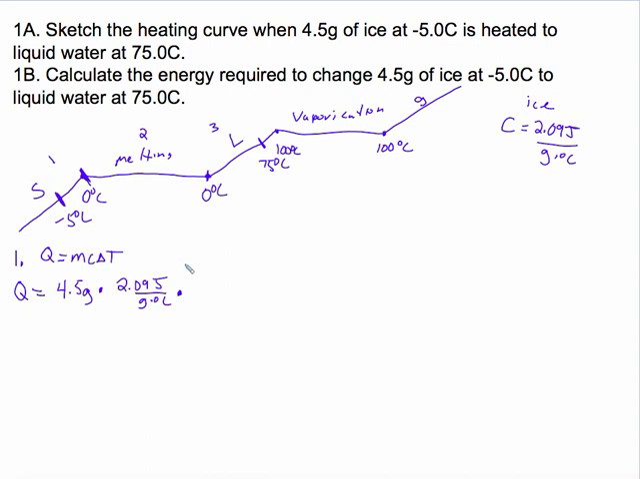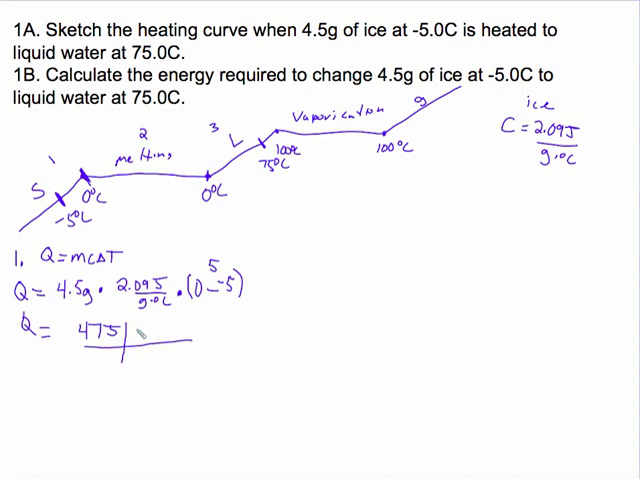And we're going to take it times the temperature change. Remember, it's always final minus initial. So 0 is the final because we're only doing this segment. So it's 0 minus a -5, which basically just equals 5 because 2 negatives make a positive. So then I'm going to take 4.5 times 2.09 times 5 degrees Celsius. And I end up getting 47 joules.